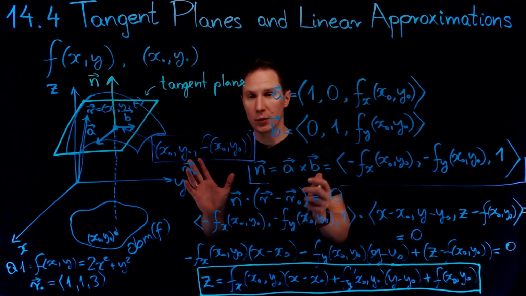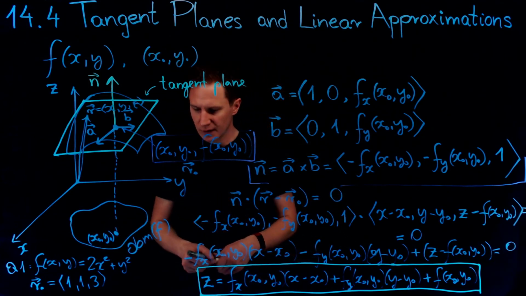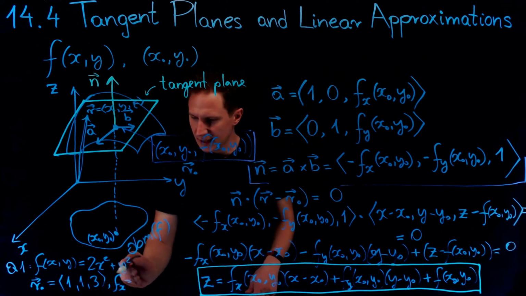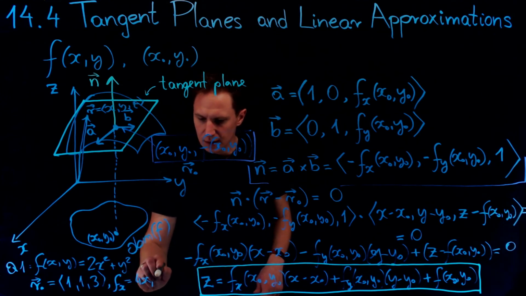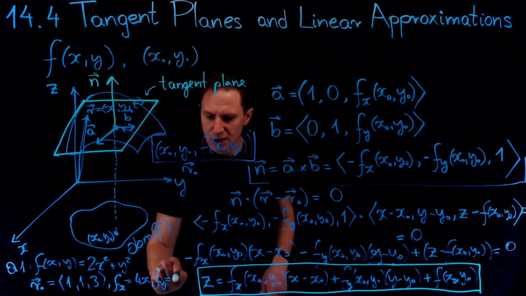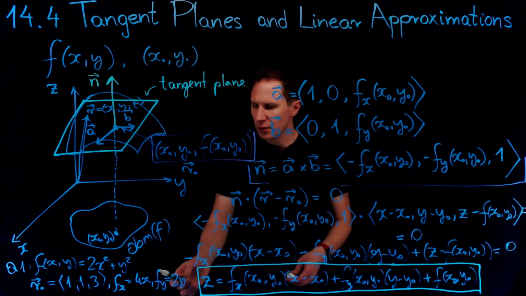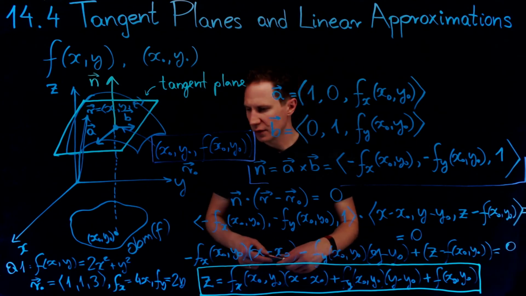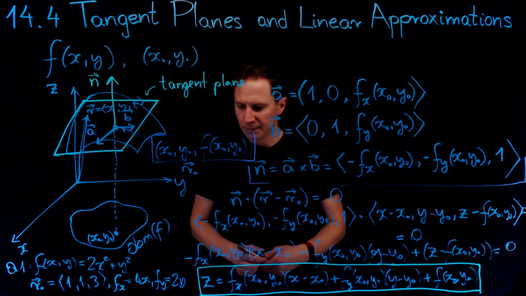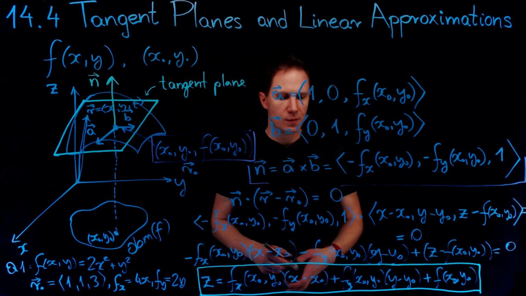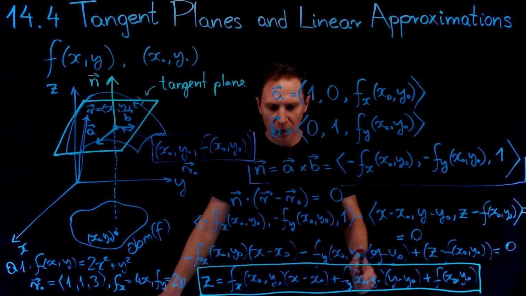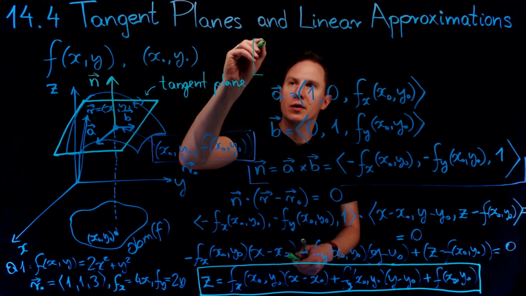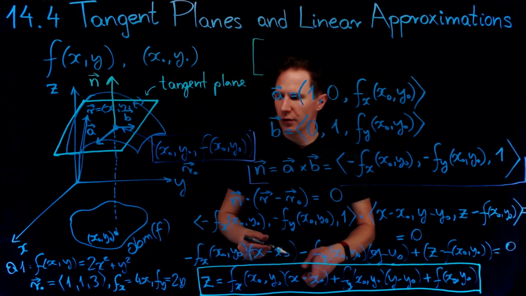I hope you paused it and computed the partial derivatives. The partial derivative of f with respect to x is 4x, and the partial derivative with respect to y is 2y. Evaluated at that point, where x0 and y0 are both equal to 1, these give you 4 and 2, which means that this formula turns into the following. The equation for the tangent plane is going to look as follows.